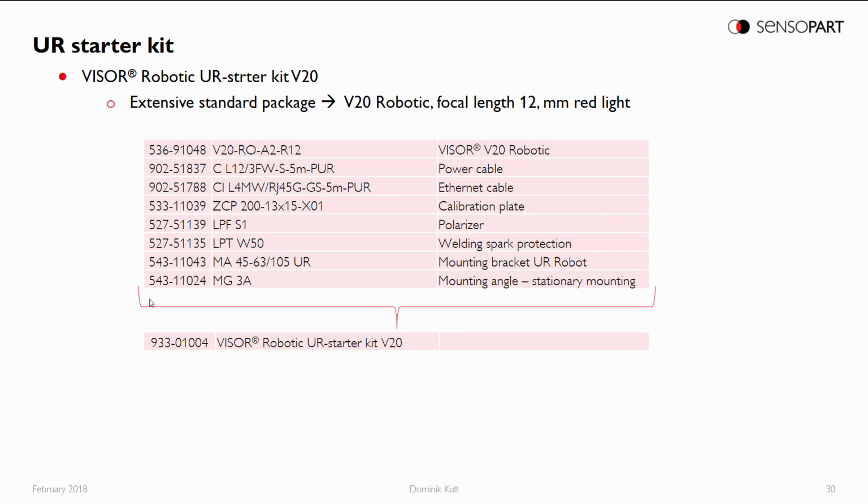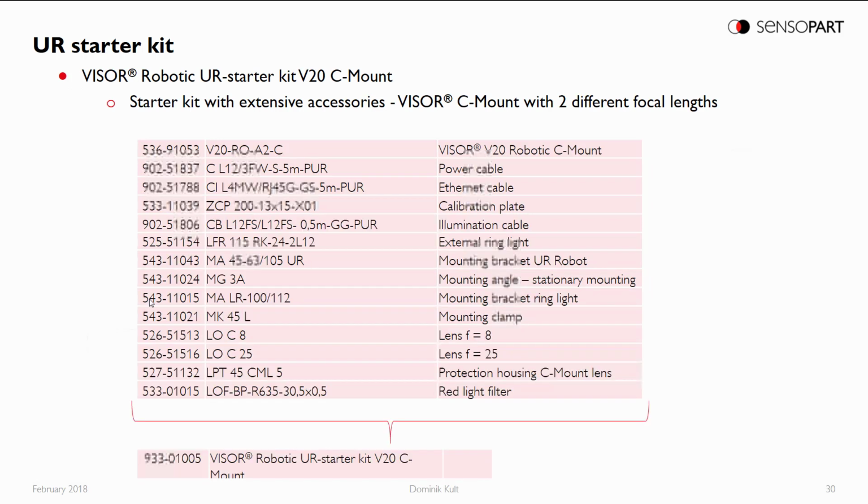And when we go to the third kit, for example the laboratory kit, an extensive accessory kit for laboratory places or high distances, we have a C-mount device with external illumination, with a lens, with a housing for the lens, with the red light filter, all combined in the third starter kit number.